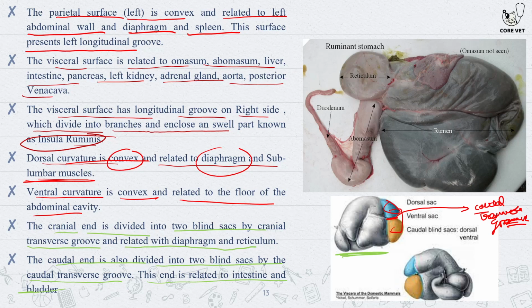Okay. Now what I was saying is there is a caudal transverse groove. And that caudal transverse groove is dividing the caudal part into two sacs, which is the dorsal caudal sac and the ventral caudal sac.